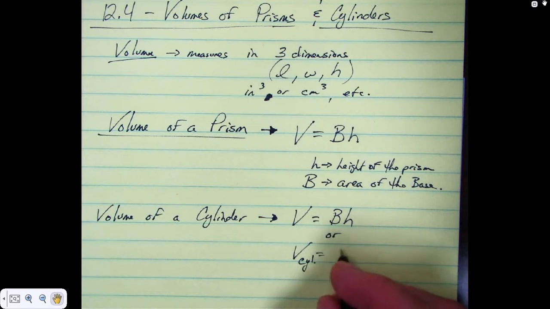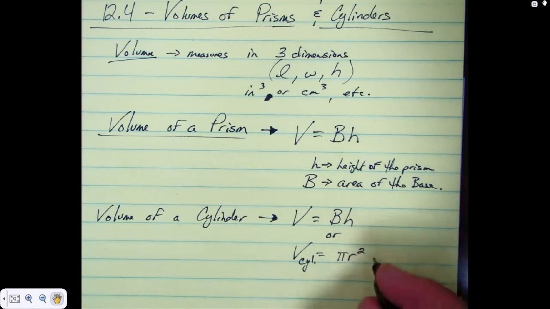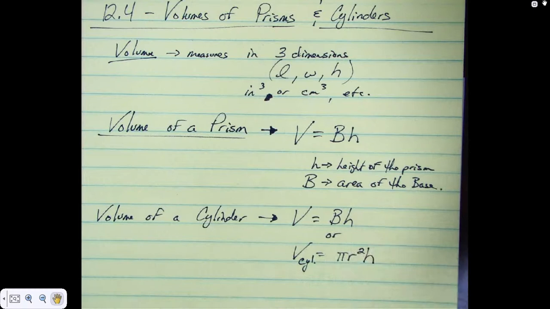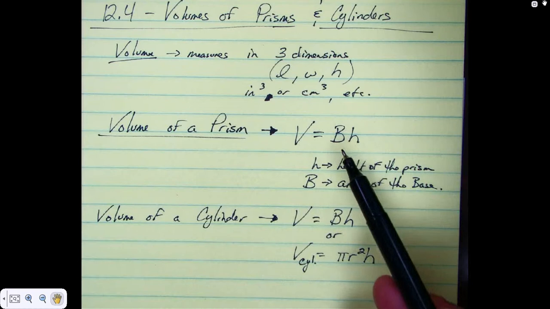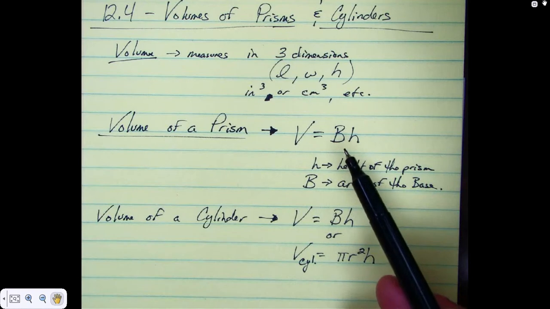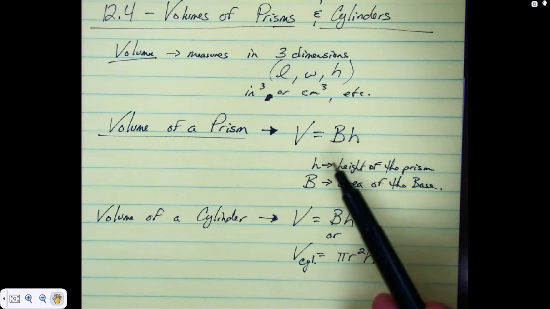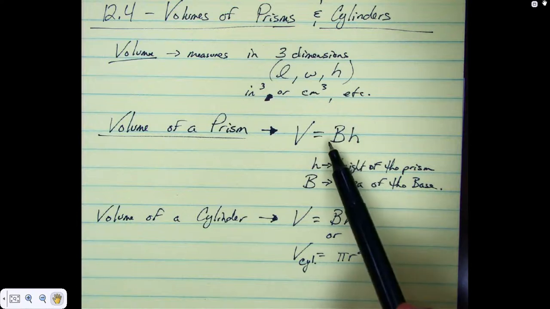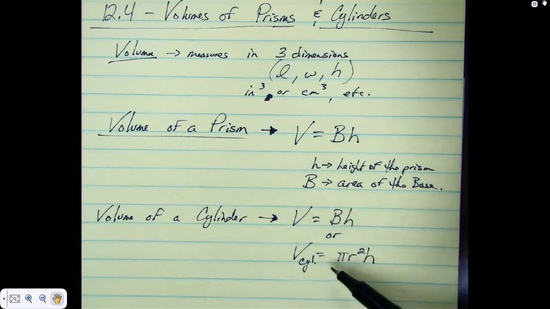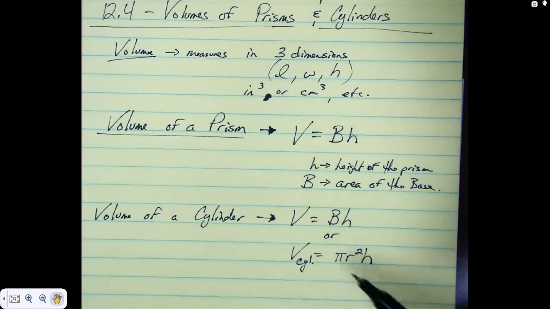We know that the formula for the area of the base is pi r what? Squared. And then multiply it times what? Height. So we can be more specific here. Up here, the base can be a triangle, a rectangle, a square, a pentagon, and so on, so we have to just say area of the base. Here, our base can be only one thing, a circle, so we can be more specific with our formula.